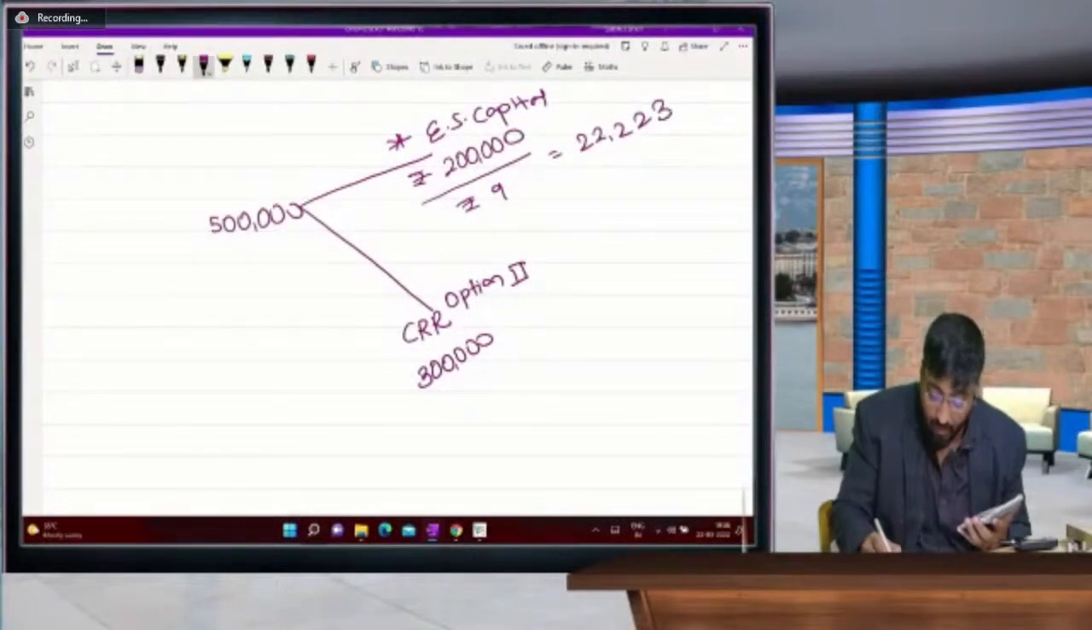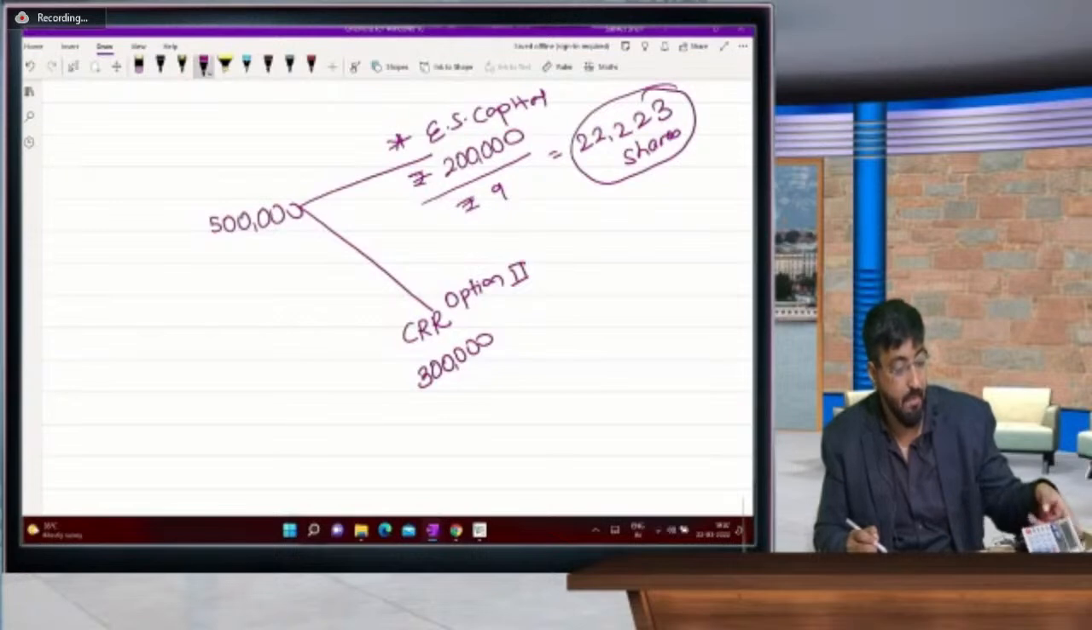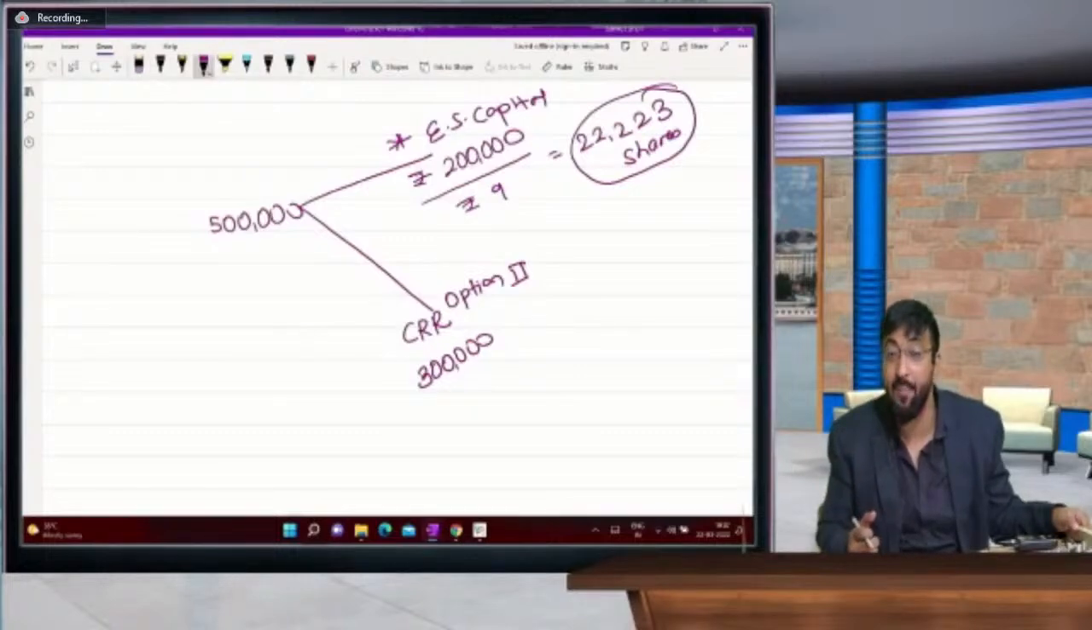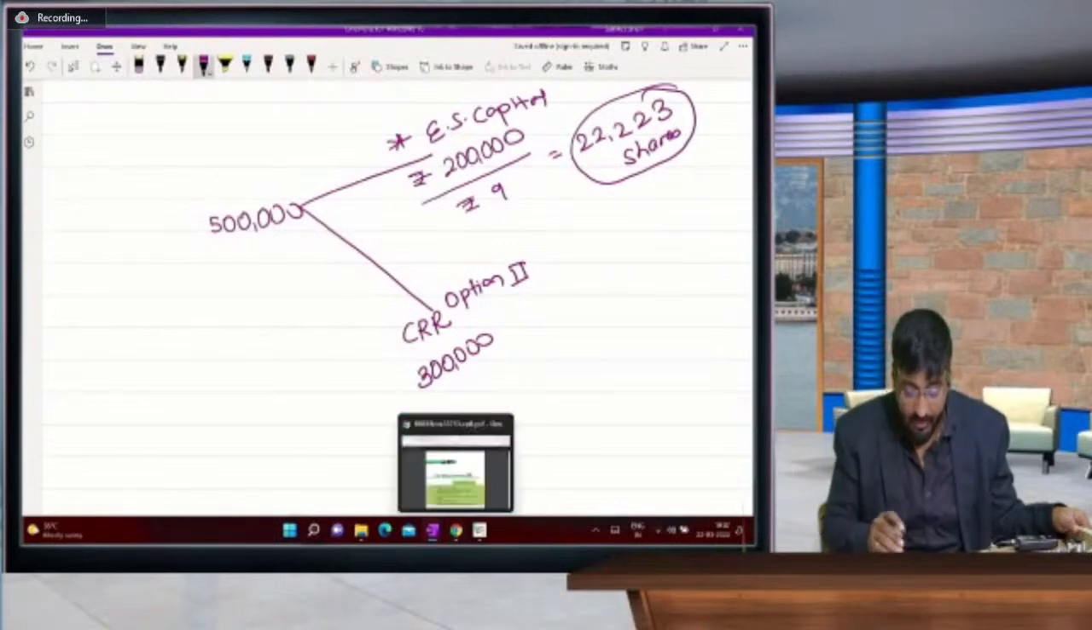Minimum 23 shares. One share on the upper side. Upper side. 0.22, you won't consider 22,222. That 0.5, don't apply that logic. Because if you issue 22,222 shares, it's not sufficient by 1 share. Okay, so apply on the higher side. So this is the diagram.